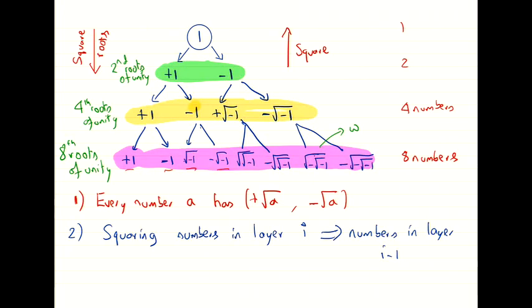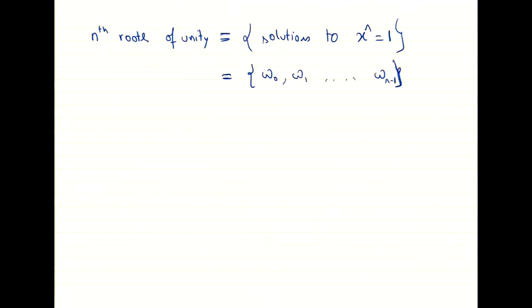For instance, just keep taking square roots, you get 8th roots of 1. Right? And 16th roots of 1 are just square roots of these numbers, and so on. Okay. So what is the Fourier transform?